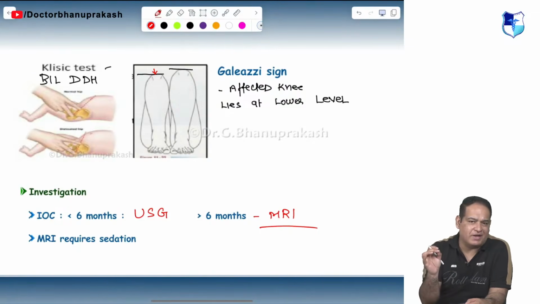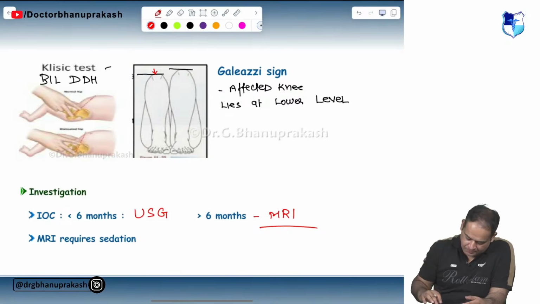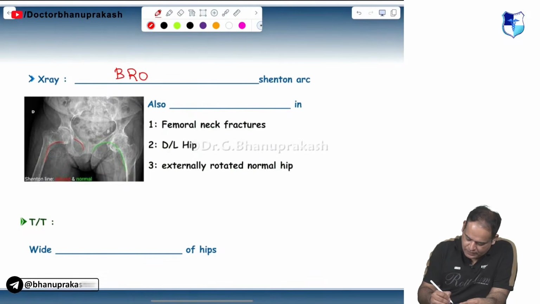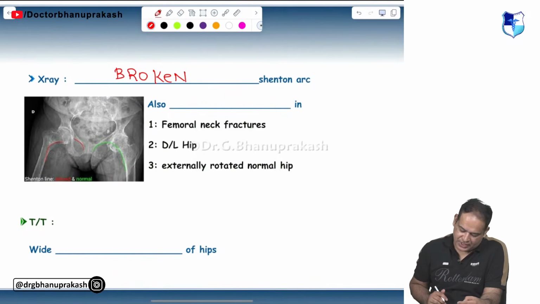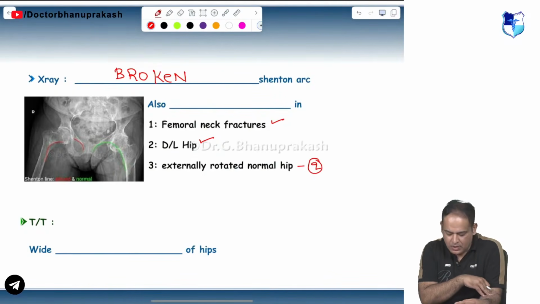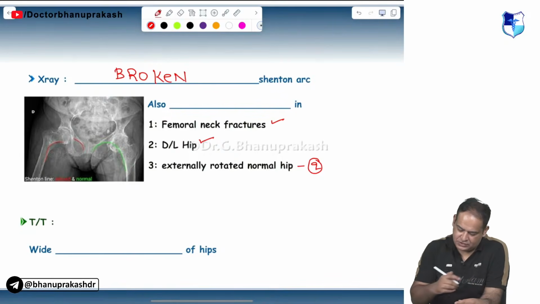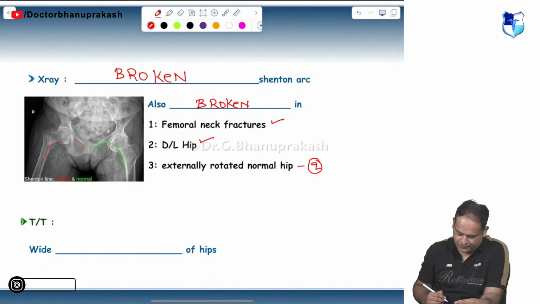MRI. MRI is better, but what is the problem? For MRI, the child has to be sedated, which we cannot do, it is not safe. X-ray will show broken Shenton arc. Now, Shenton arc is also broken in neck of femur fracture, dislocation of hip, and also in externally rotated normal hip. So there also Shenton arc is broken.